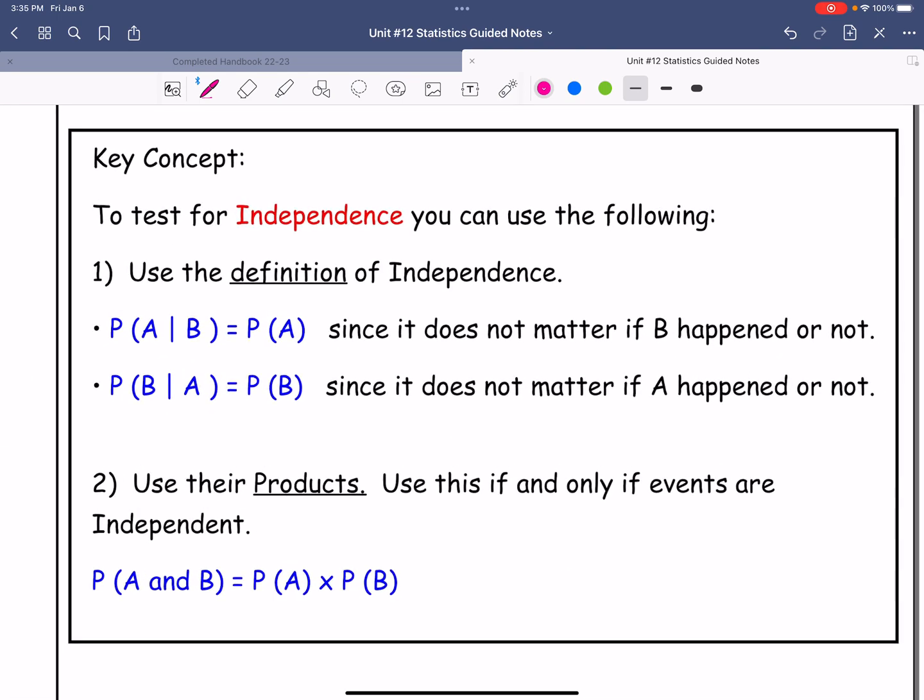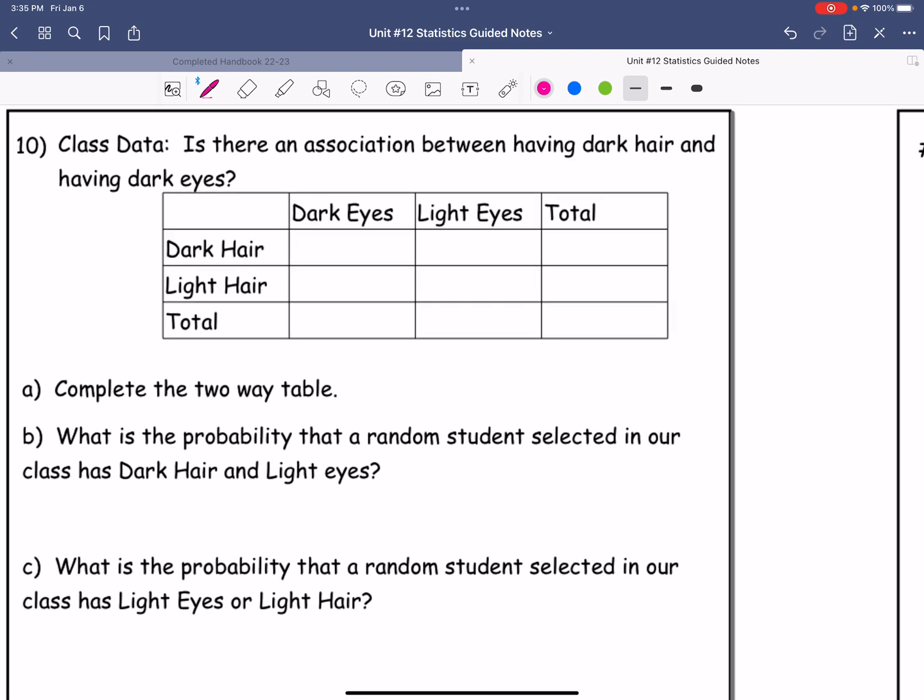There's two tests for independence. One is using the definition, and that is what we just talked about: A given B is equal to A, B given A is equal to B. And two is using their products. At the very beginning of this unit, we learned if events are independent, then the and you multiply. And what we're saying here is if the and is equal to the multiplication of these two, then events were independent. We're doing its converse.